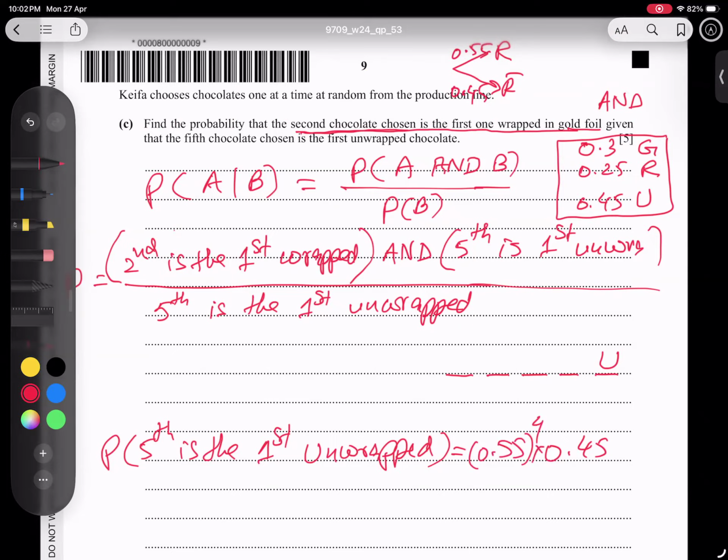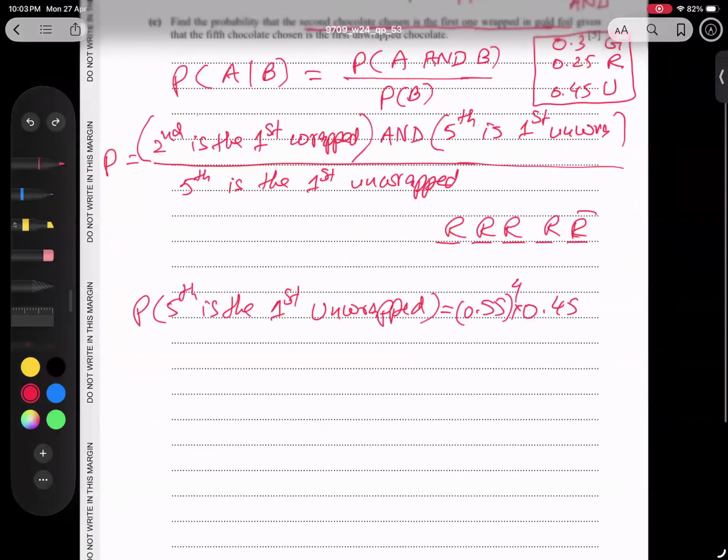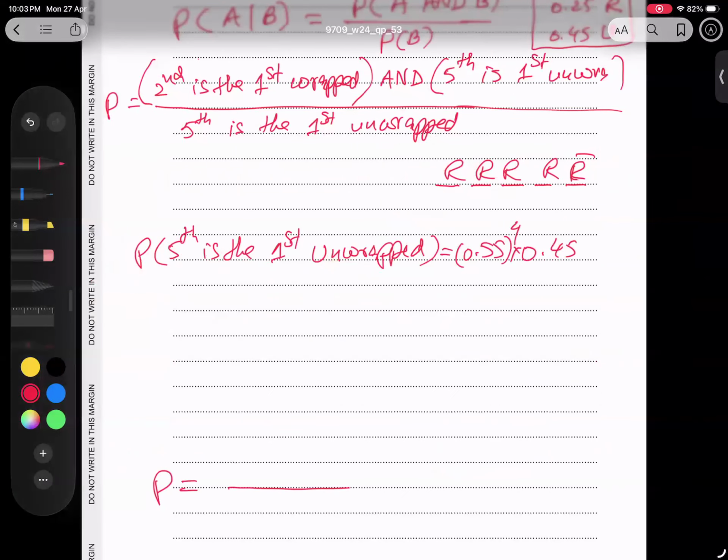I repeat my words. How do I know? Because he said that the fifth is the first time an unwrapped chocolate will come out. So it means I just write: wrap, wrap, wrap, wrap, and unwrap. That is why I took a power of 4 for wrap, so 0.55. And this point is clear. So the probability in the denominator, I'm writing directly, is 0.55 to the power 4 into 0.45. So the denominator, I have decided, okay, this is done.